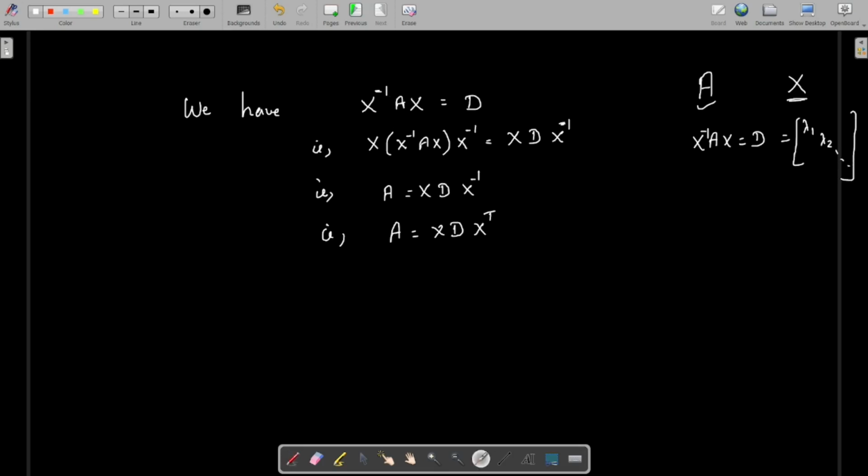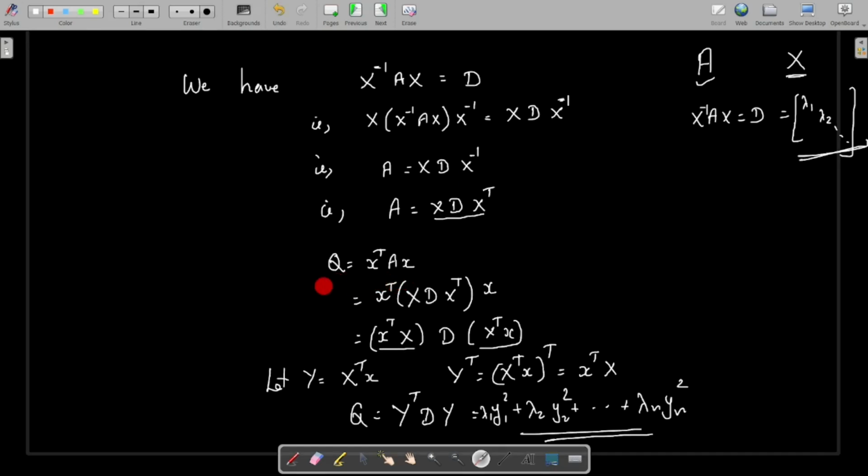Likewise, you may write X inverse AX equal to D, where D is a diagonal matrix having the diagonal elements as the eigenvalues of A. Now you multiply this expression by X on the left side and X inverse on the right side, on both LHS and RHS. We get X into X inverse becomes the identity matrix. Here again X inverse becomes the identity matrix. Now in the left hand side there remains capital A and the right hand side becomes X D X inverse. So now we have the expression A equal to X D X inverse, and we know X inverse equals X transpose because capital X is orthogonal. So in place of X inverse you may write X transpose here.